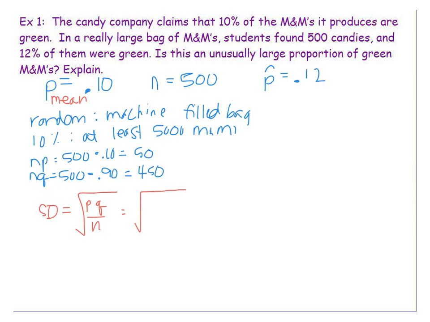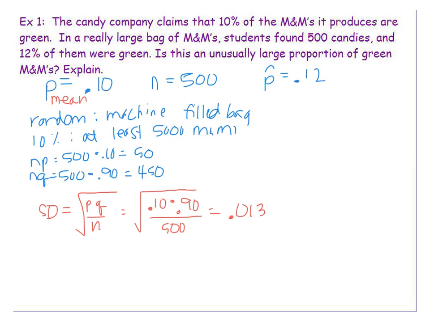So square root. P, we already know is 0.10, times Q is the remaining, so that would be 0.90, divided by how big is our sample? It was 500. So type that in the calculator, and in general, I round to 2 or 3 decimals. It depends. Like this one comes out to be very tiny. If you notice, it starts off with 0.0. So I want 2 non-zero digits. So since the 0 is the first digit, I want 2 more. So 0.013. So there's your standard deviation.